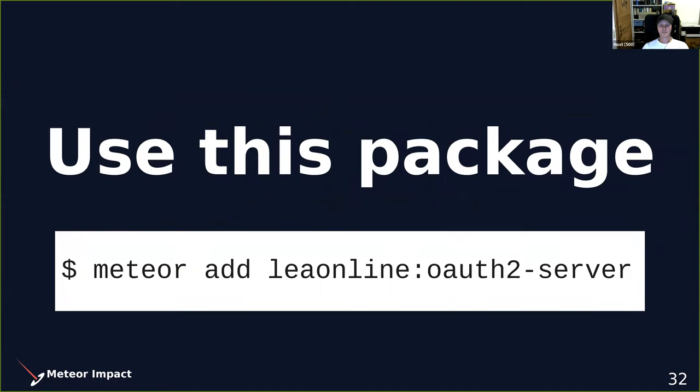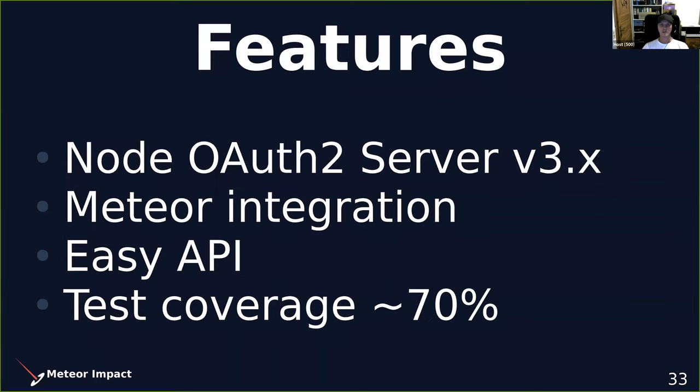Actually, our project had this use case as well, where we have a very granular service-oriented architecture, and then we had to implement this ourselves. Before that, I was of course searching for existing packages. I found a package, and I cloned it and improved it, because it was a little bit outdated. Right now, this package contains the full Node OAuth2 server in its latest version, whereas before it was in an outdated version. And I'm actively maintaining it to keep it alive. It has deep Meteor integration, so it runs really out of the box.